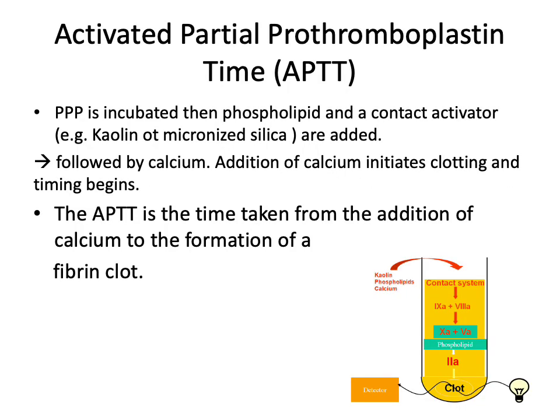The next test, a very common test that we do, is APTT. Again, we use platelet-poor plasma incubated with phospholipid, and we add a contact activator, for example kaolin or silica. And this has to be followed by calcium. Addition of calcium initiates clotting and timing begins. So the APTT is the time taken from the addition of calcium to the formation of the fibrin clot. The same thing in the automated system: we detect the clot electronically, but the principles are the same.